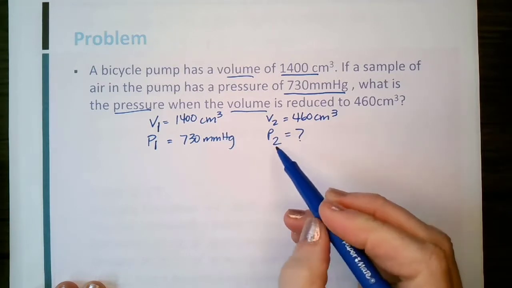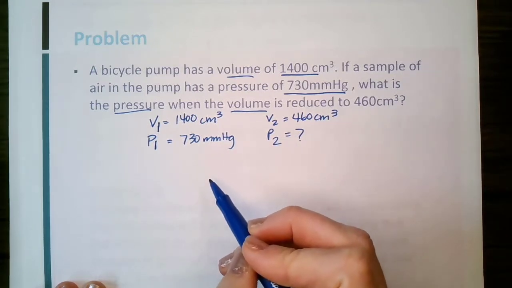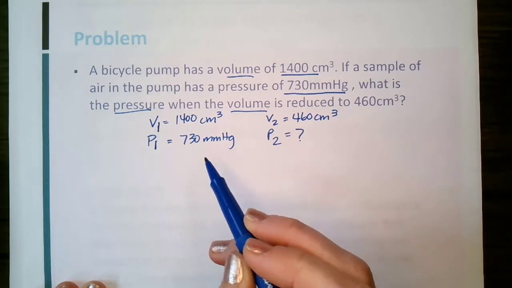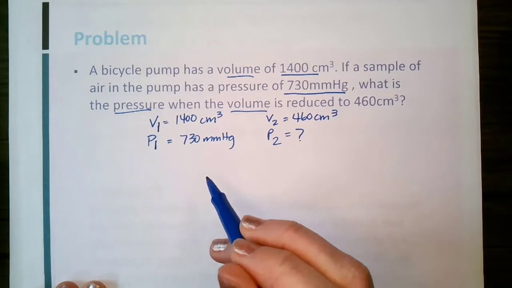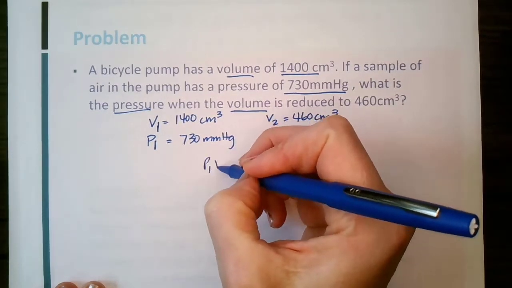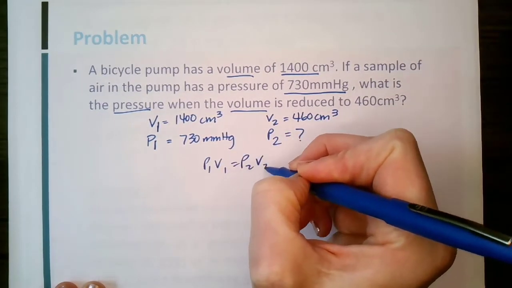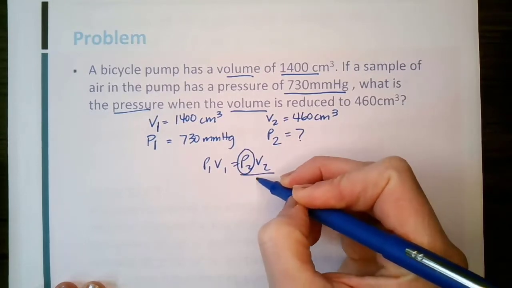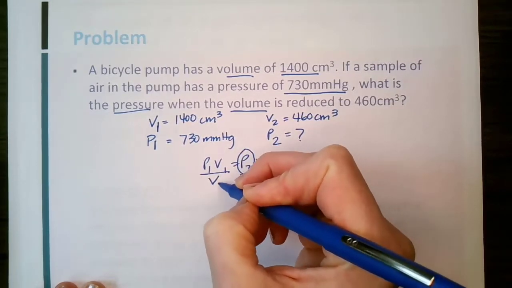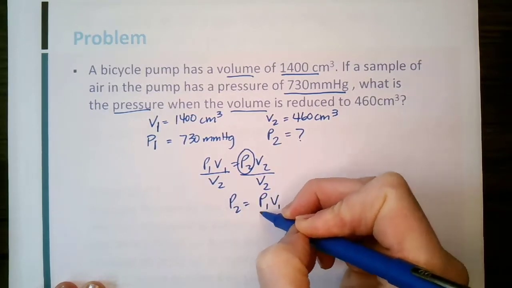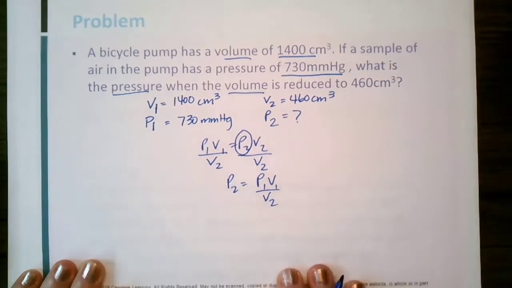So hopefully you're able to recognize that this is a Boyle's law problem because we're dealing with changes in pressure and or volume of a given amount of gas that's at a constant temperature. So we know that Boyle's law is P1 V1 equals P2 V2. And we need to solve for P2. So in order to do that, I have to divide both sides by V2. To find the pressure, we need to do P1 times V1 divided by V2.